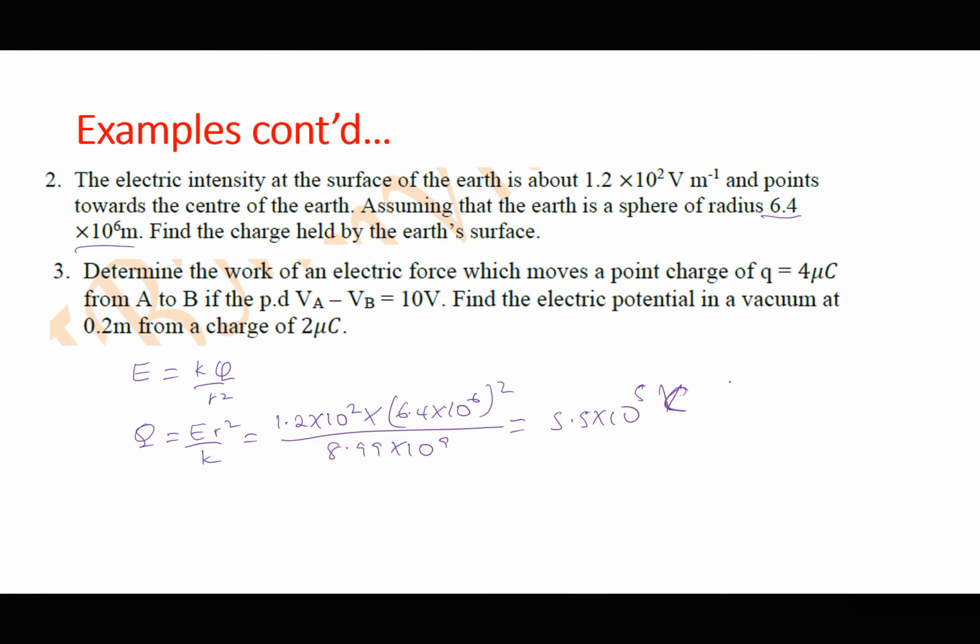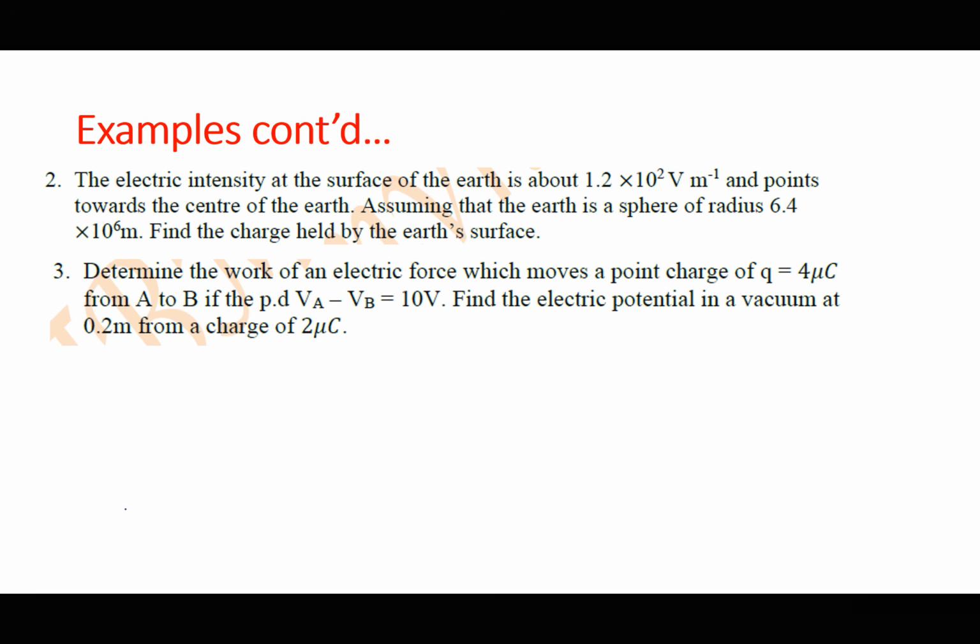Lastly, last example, determine the work of an electric force which moves a point charge 4 microcoulombs from A to B. VA minus VB is 10, that is the change in potential. That one is easy. So work done is equal to charge times change in potential. The charge is 4 times 10 power negative 6. The change in potential is 10, so this is just 4 times 10 power negative 5 joules.